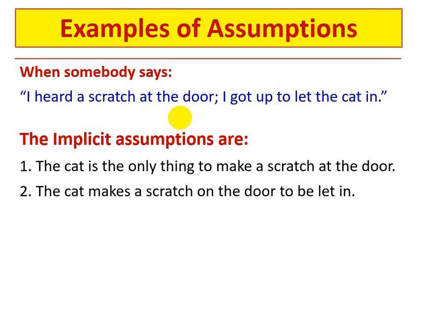I think if we examine these statements together, we can detect some assumptions. The first one is that the cat is the only thing to make a scratch at the door. The second assumption, the cat makes a scratch on the door to be let in.